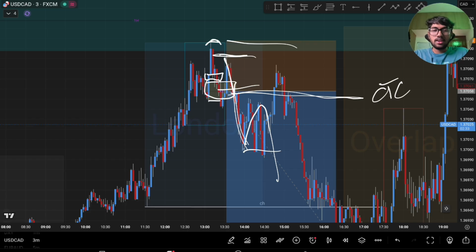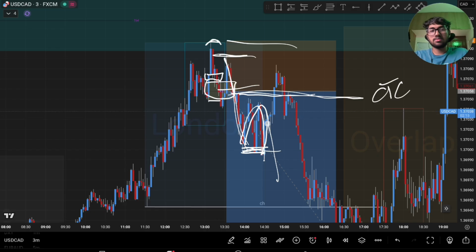But what happened was, I considered this as a change in structure, right? I considered this as a change in structure, which is my mistake. It is not a very good change in structure. As you can see, all three levels are in the same line, right? And because of that, I put my SL cost to cost.